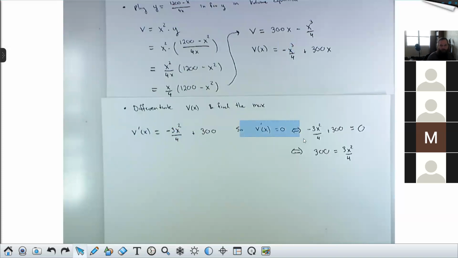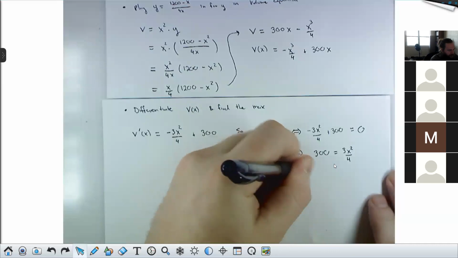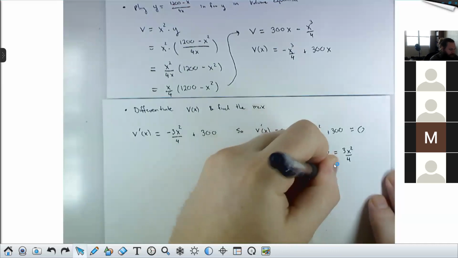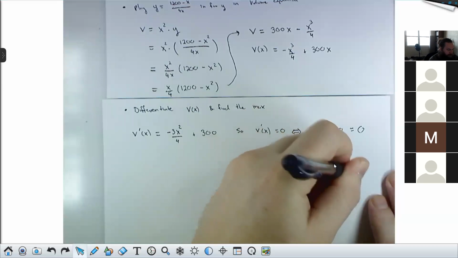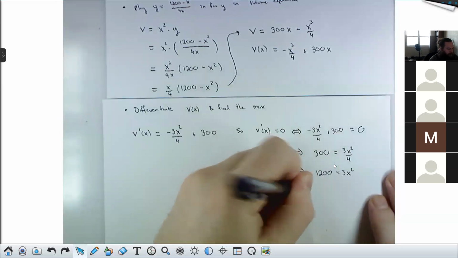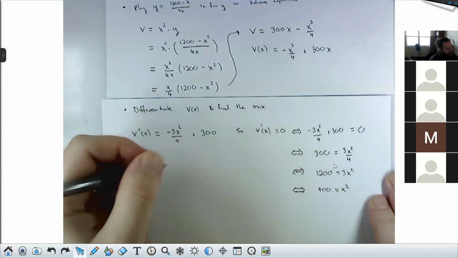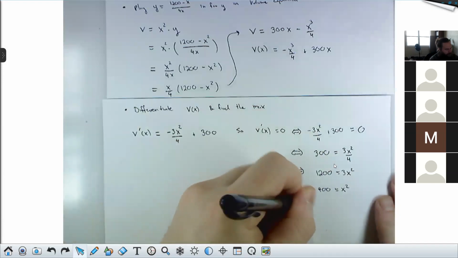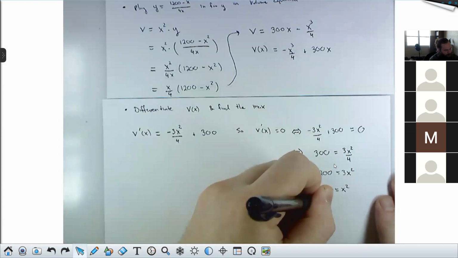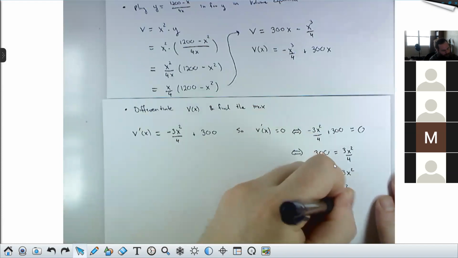So now I'm setting that derivative equal to 0, which means I'm setting this expression equal to 0. And then I'm going to add this term over to the other side. So I'll have 300 equals the positive version of this term. Now I'll multiply both sides by 4. 300 times 4 is 1200. So 1200 equals 3x squared. I'll divide both sides by 3. That'll give me 400 equals x squared. And then I'll take square roots. So plus and minus 20 are equal to x.